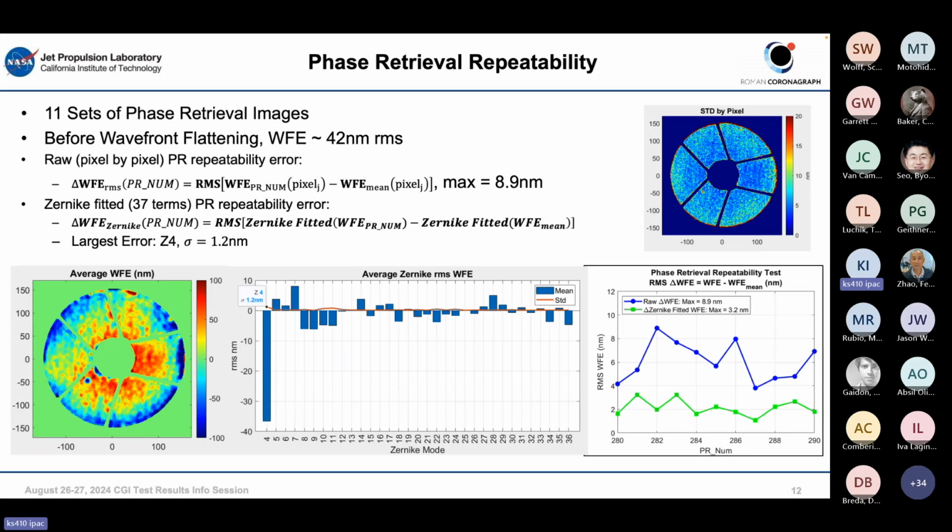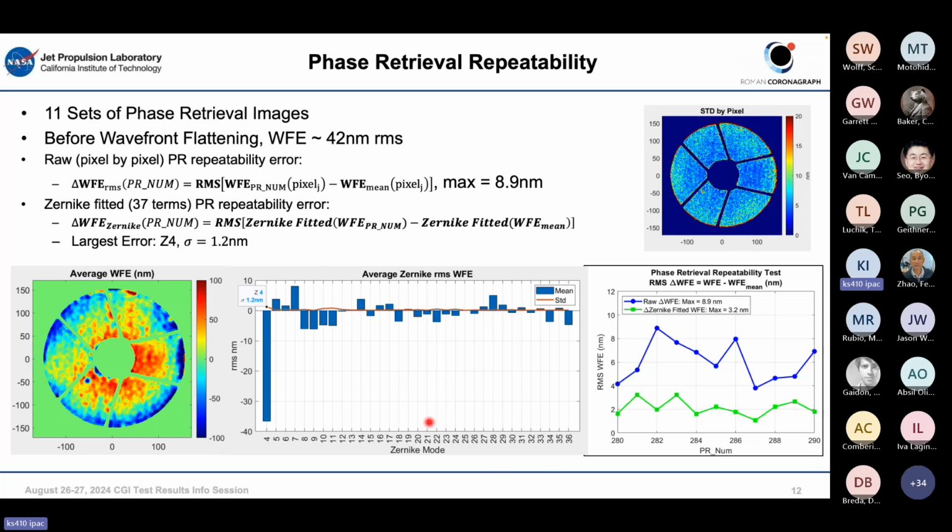Repeatability is defined as the RMS difference between an instance and the mean of all instances. So this graph over here shows what I just said, the RMS difference between each instance and the mean. The worst case was 8.9 nanometers. And this is the standard deviation by pixel, and you can see that most of that is just high noisy pixel noise. If we just look at the Zernikes, the worst case was 3.2 nanometers error from the mean.